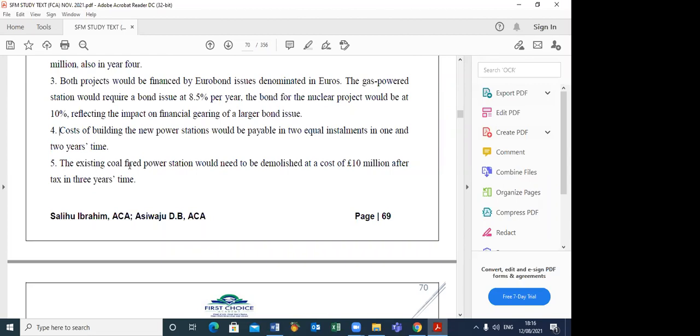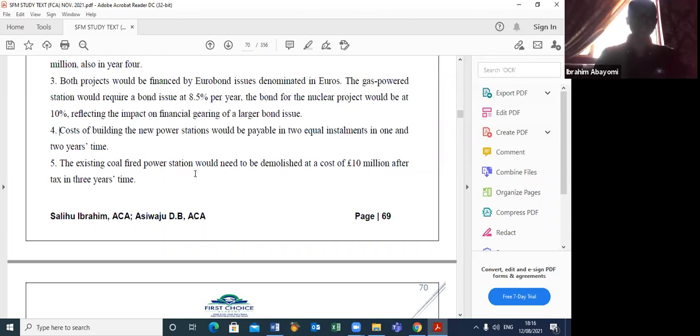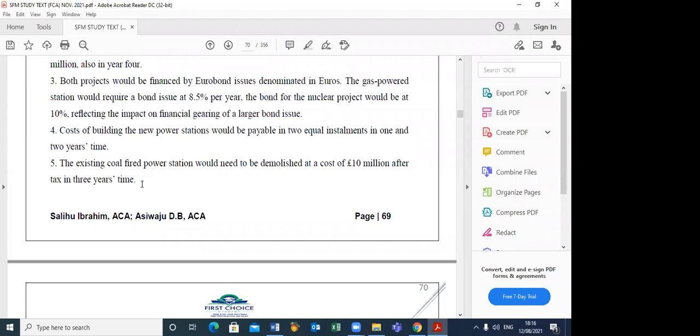The existing coal-fired power station will need to be demolished at a cost of 10 million after tax in 3 years' time. Now, 3 years' time will be year 1, year 2, year 3. End of year 3 is when we are going to demolish the coal station. Okay?